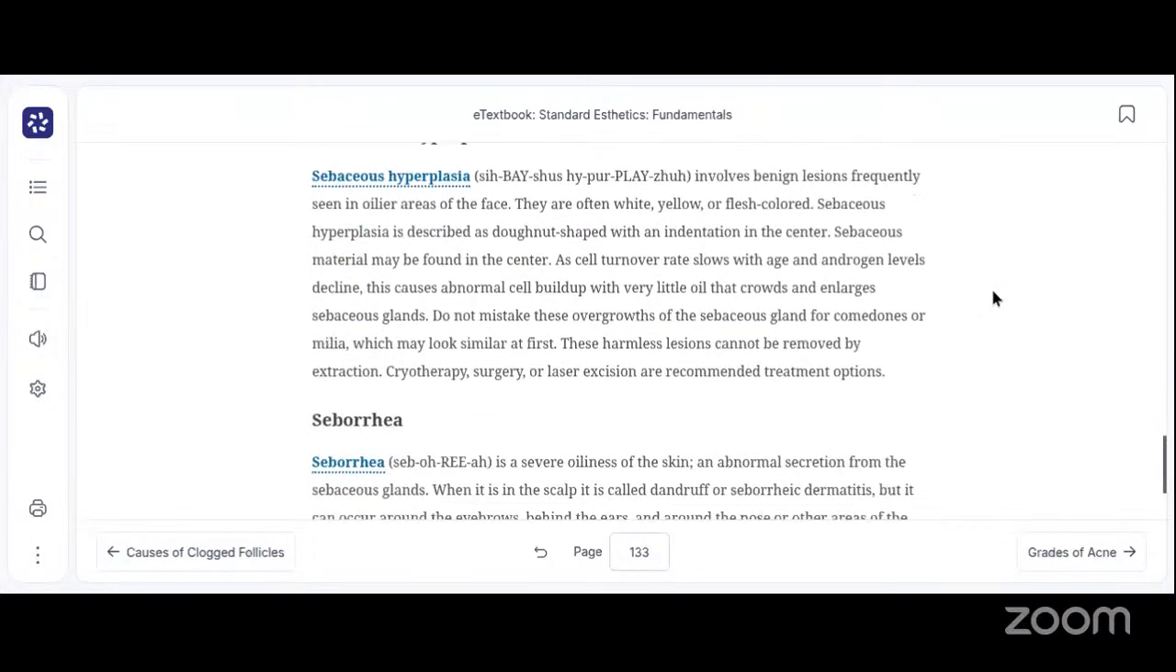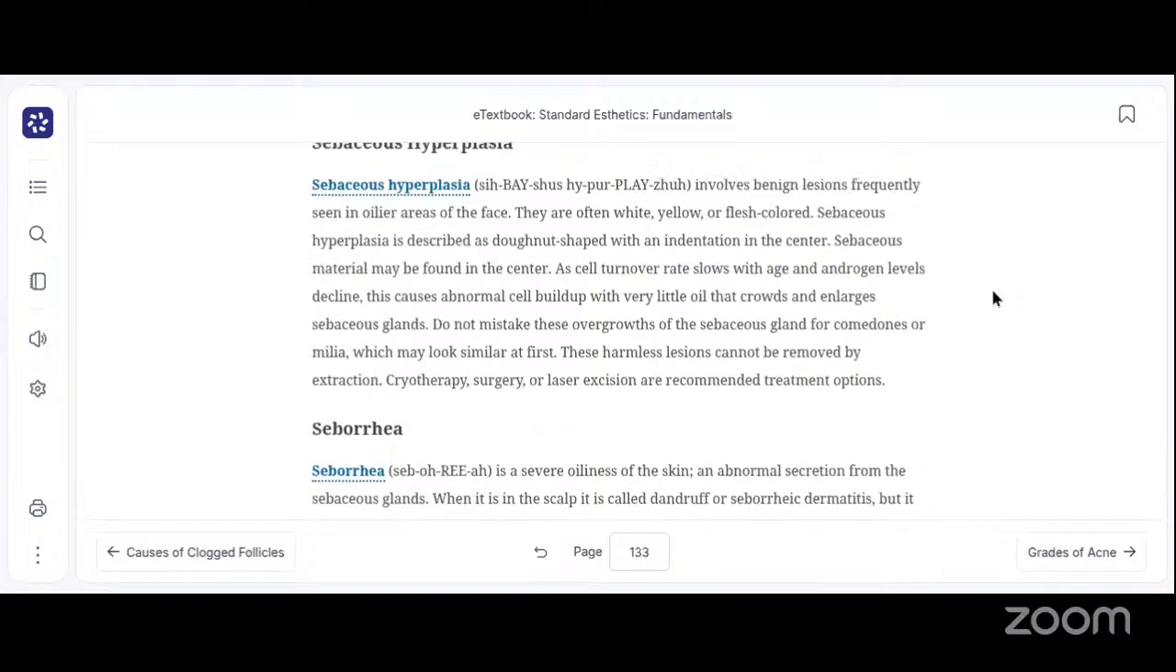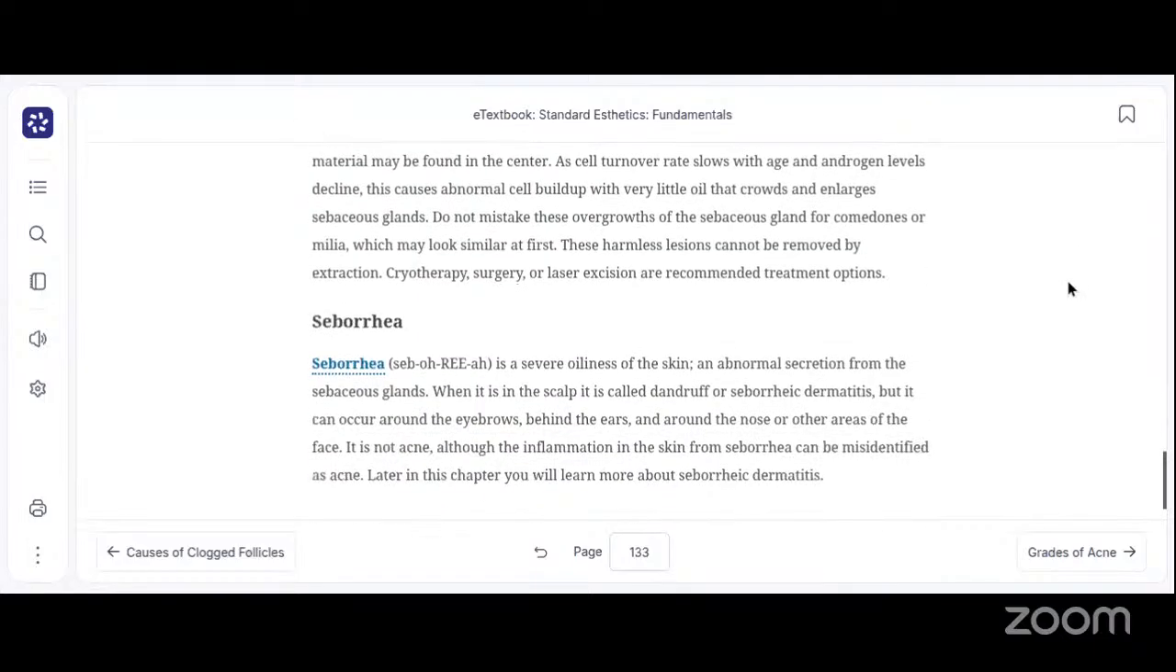Sebaceous hyperplasia, yellow, flesh colored. This is where the skin is oilier in areas, can be very sensitized, and has overgrowth of sebaceous glands, comedones, milia. So you even have a compaction of these things. Sometimes surgery or lasering is great for removal.